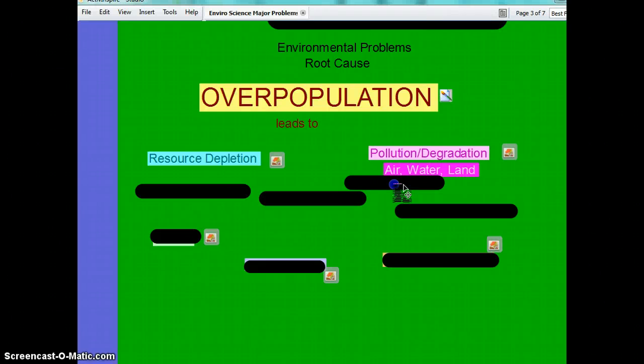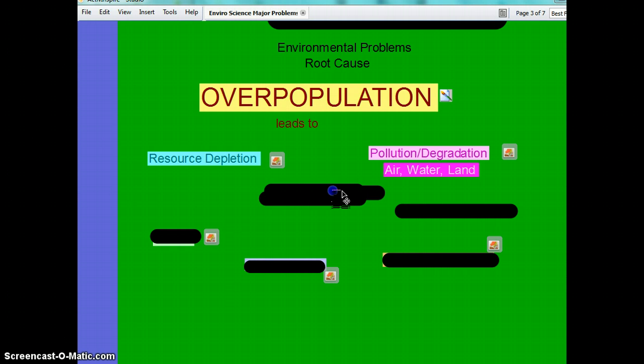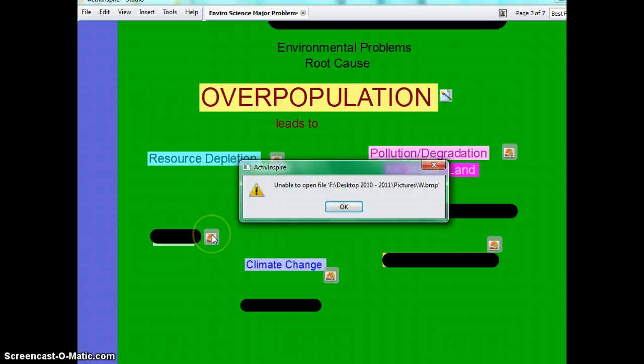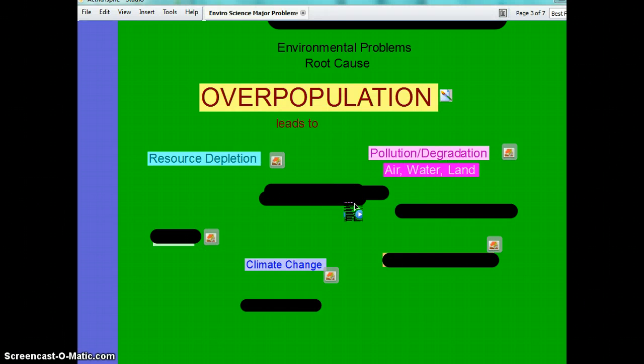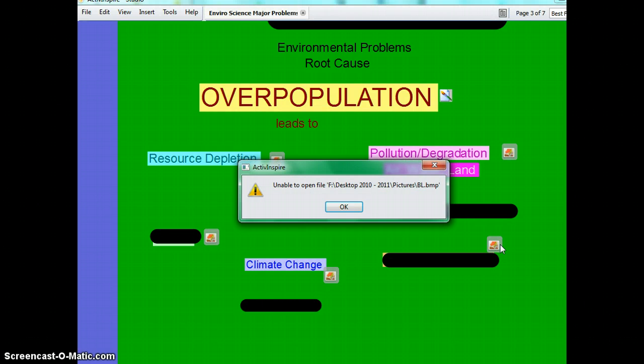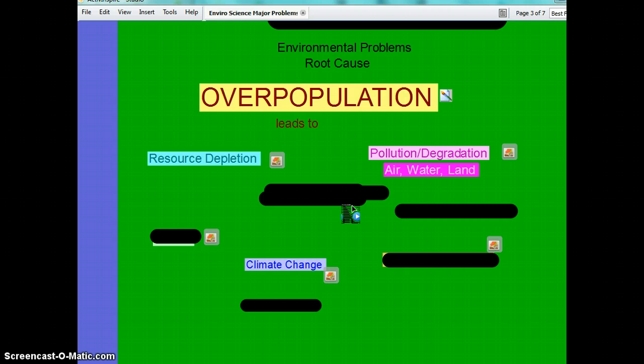Now, name me some other environmental problems besides resource depletion and pollution. Global warming? Good. Climate change. Global warming is one issue in climate change. What else? I'll show you pictures. Let's see if you get it. That one doesn't open. Let me see if this one opens. No. Okay, so I forgot to hyperlink them.